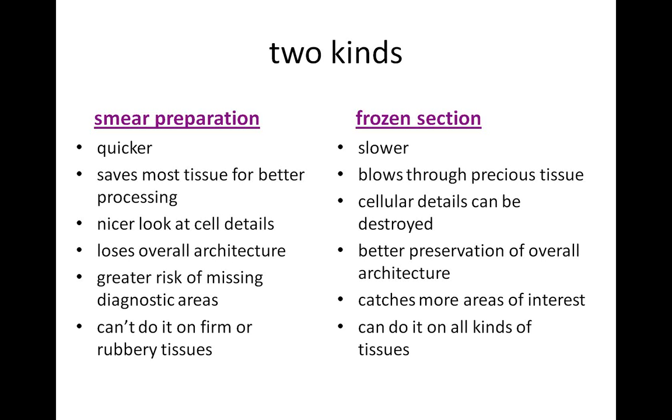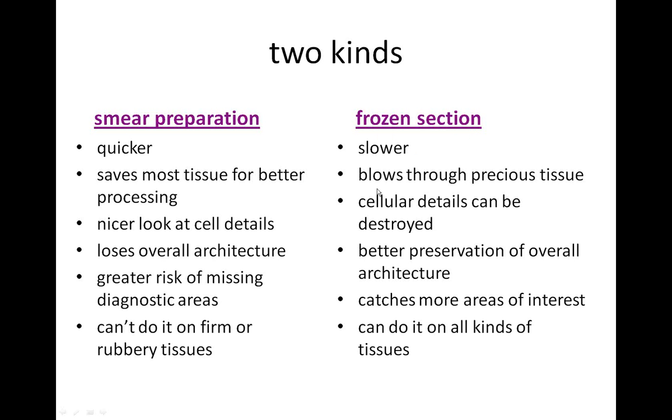And if the tissue is really stiff, some tumors are very firm or rubbery, and you just can't smear it very well at all. It just won't smear well. Whereas many other kinds of cancers have more or less the consistency of applesauce, and they'll smear very nicely. So in cases like that, we'll actually do a frozen section.